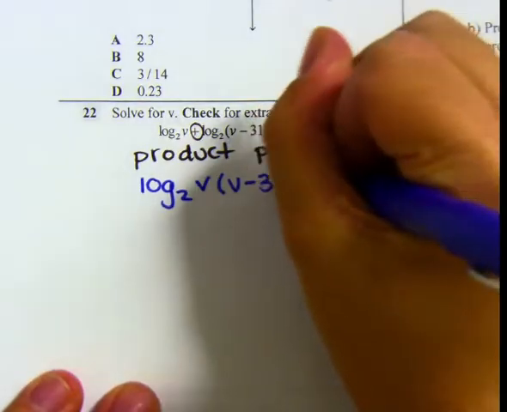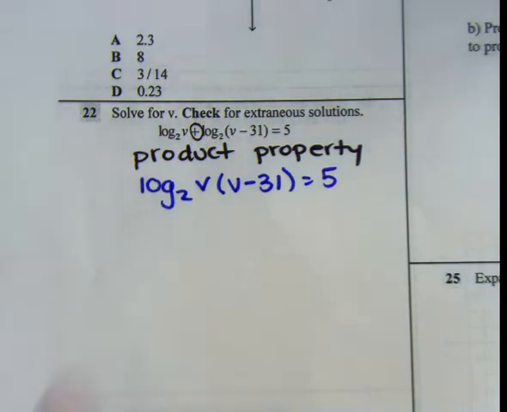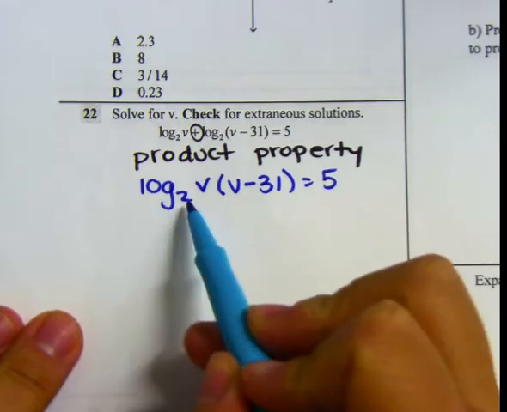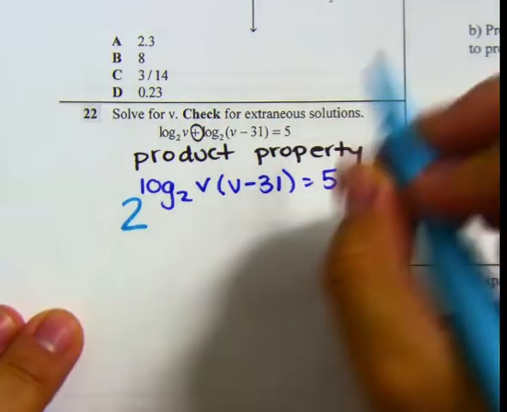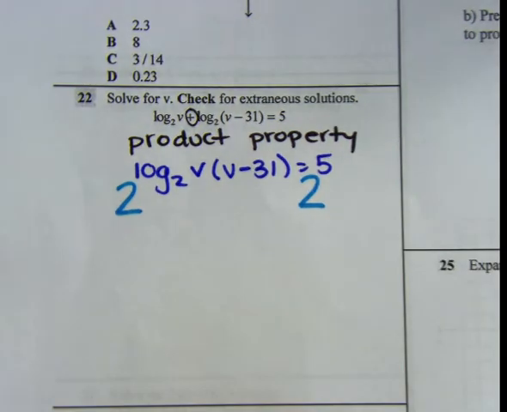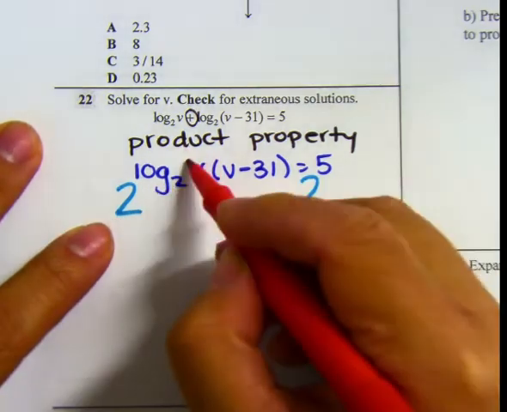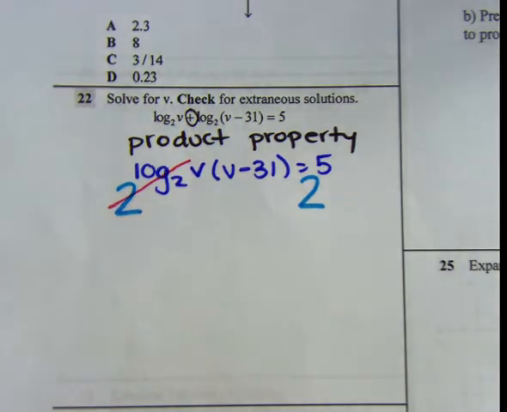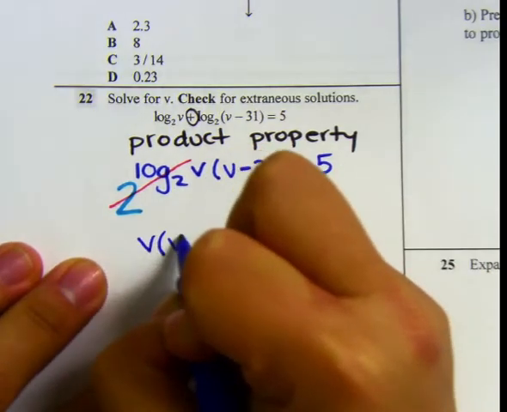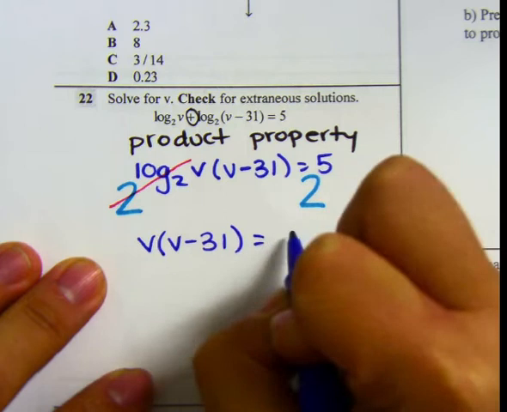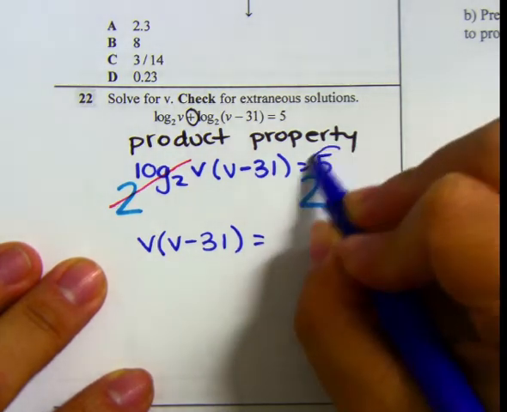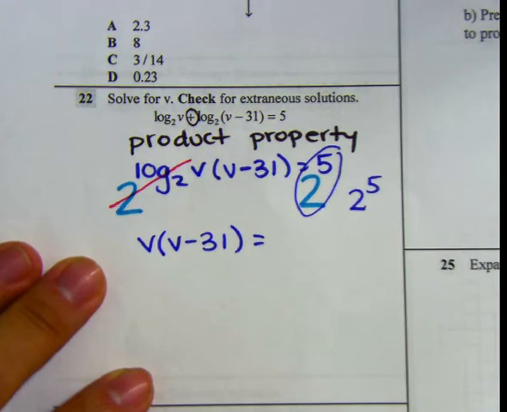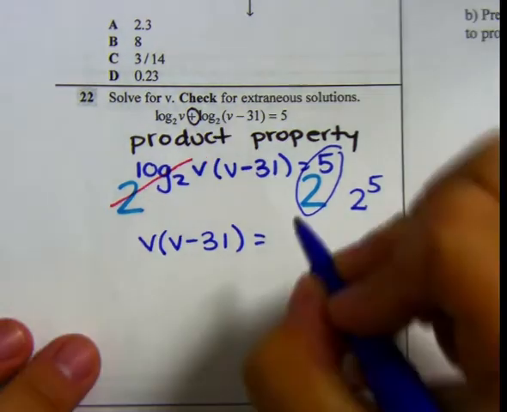That equals 5. Okay, so to undo the log base 2, we know that the inverse of a log is an exponent. So to cancel this log base 2, you need to give an exponent of 2 to both sides. Thanks to inverses, the exponent of 2 and the log base 2 will cancel, leaving us with v times v minus 31 equals 2 to the 5th. So 2 times 2 times 2 times 2 times 2, 32.